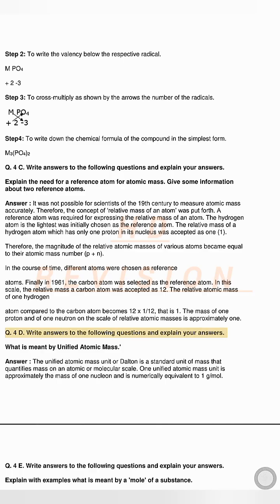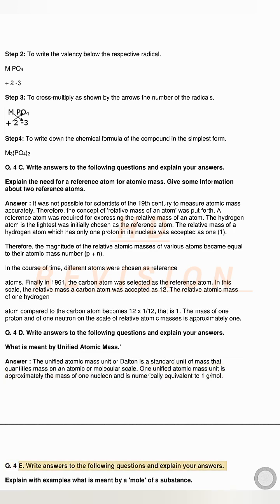Q4D. Write answers to the following questions and explain your answers. What is meant by unified atomic mass? Answer. The unified atomic mass unit or Dalton is a standard unit of mass that quantifies mass on an atomic or molecular scale. One unified atomic mass unit is approximately the mass of one nucleon and is numerically equivalent to 1 gram per mole.